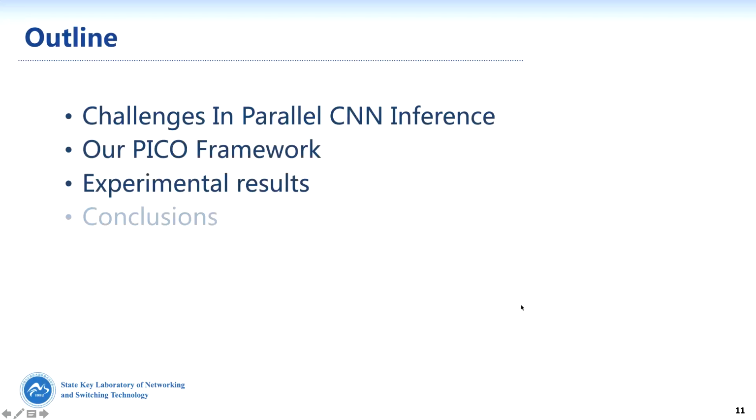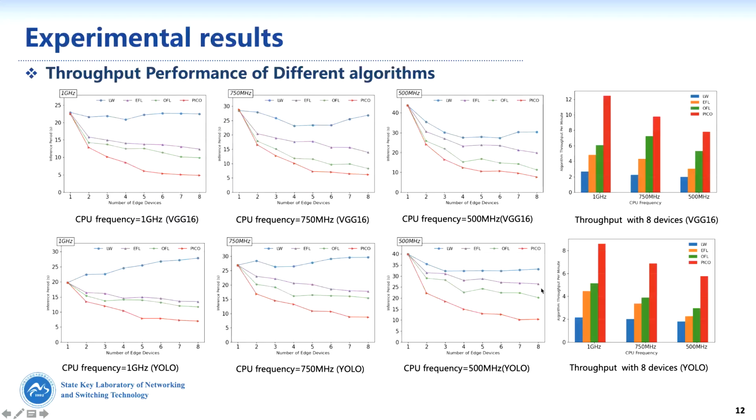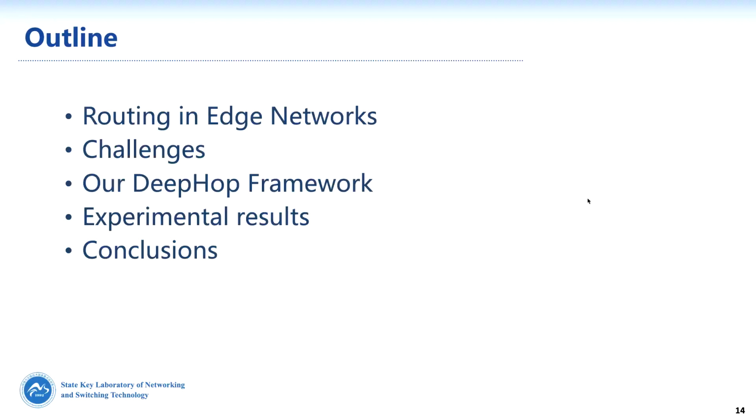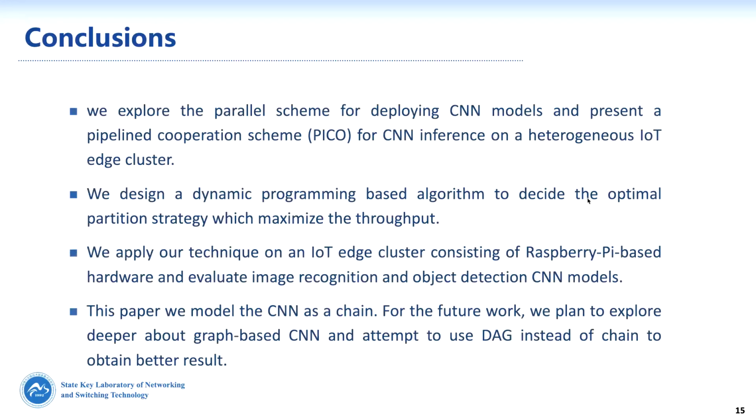Next, I will show the relevant experimental results to prove our contribution. Here we evaluate the throughput of both VGG and YOLO with 4 algorithms, and we can see PICO achieves the best among those algorithms. And here we plot the CPU utilization and the percentage of redundant partition. And here we summarize our main contributions.